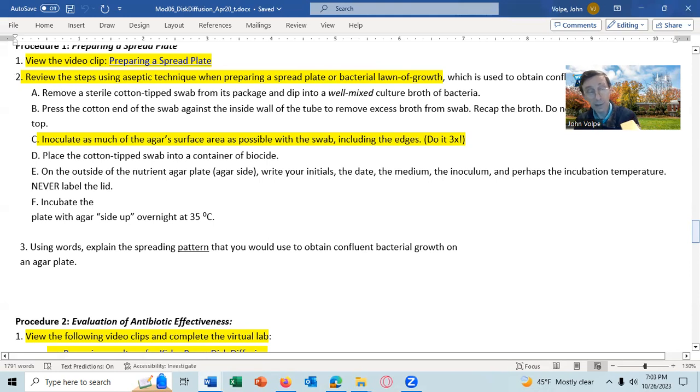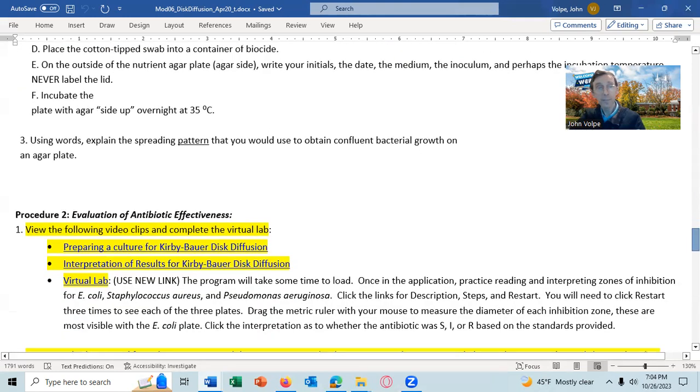You were supposed to swab the plate everywhere. And I told her you can't use that plate. You're going to have to do the experiment again. So make sure you do swab it everywhere. Obviously, this is an online class, so in your case, it'll just be pretend. And we'll show you a video clip for doing that. So watch the video clip on preparing a culture for Kirby-Bauer disc diffusion. And then watch a little video on the interpretation of the results of the Kirby-Bauer disc diffusion.